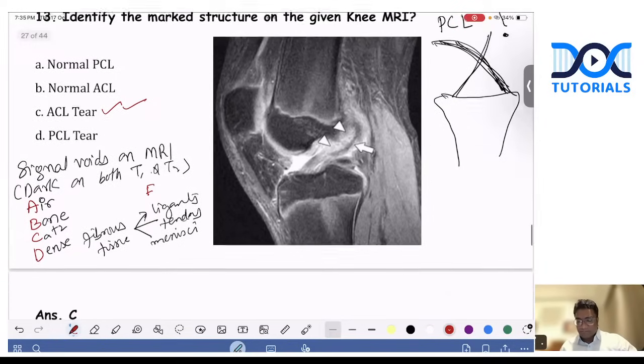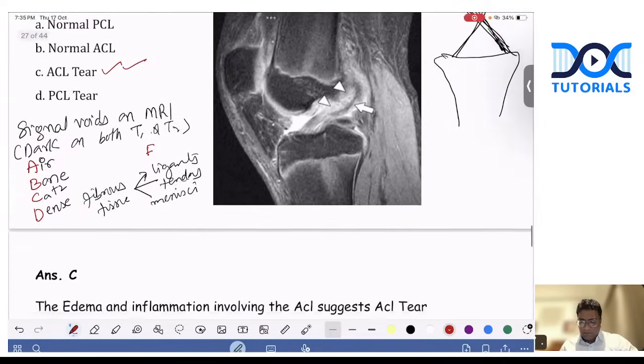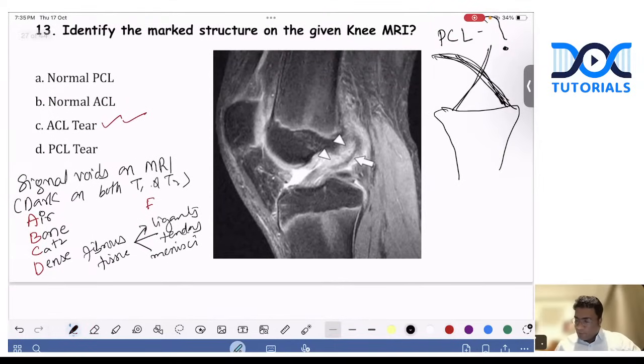Next. Then, where do you see bow tie appearance on a sagittal MRI?